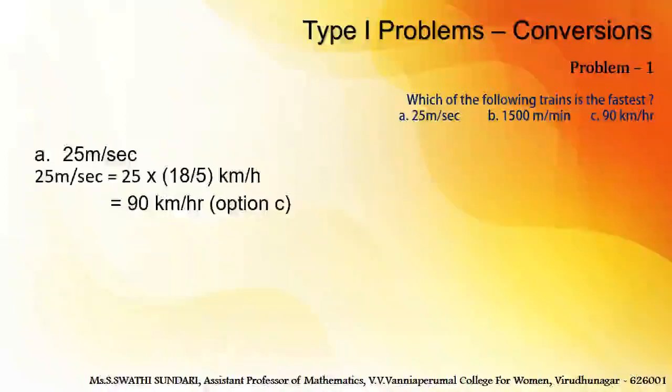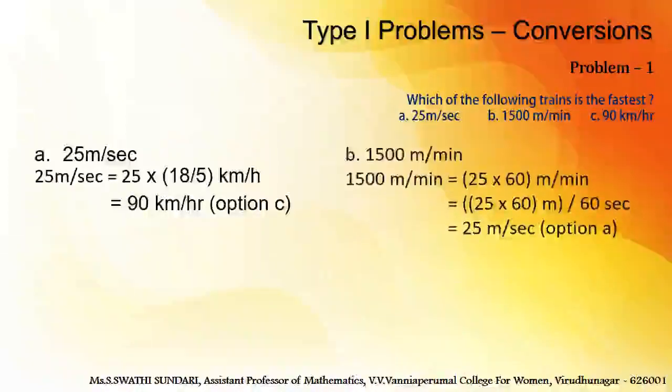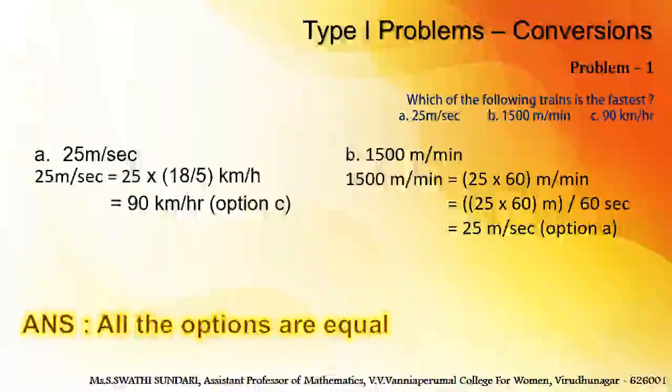And next we're going to check option B, that is 1500 meter per minute. Here 1500 can be written as 25 cross 60. So 25 cross 60 meter per minute. Here 1 minute is equal to 60 seconds, so we have to substitute here. Then we get 25 cross 60 meter divided by 60 seconds. Here 60 and 60 get cancelled. We get 25 meter per second, which is nothing but option A. So option A is equal to option C and option B is equal to option A, which is also equal to option C. So all the options are equal here. Hence we can't find which one of them is fastest.